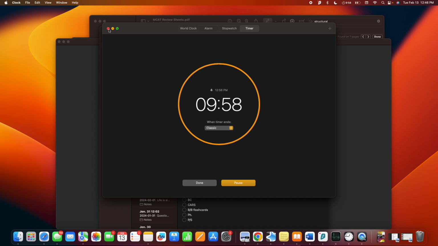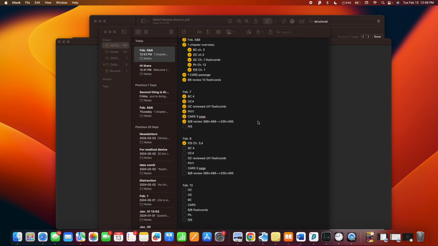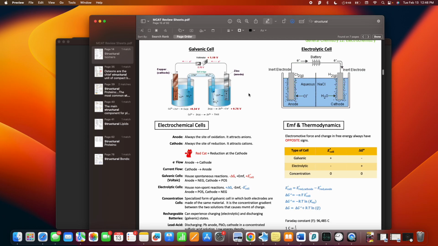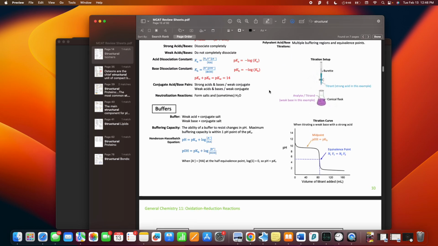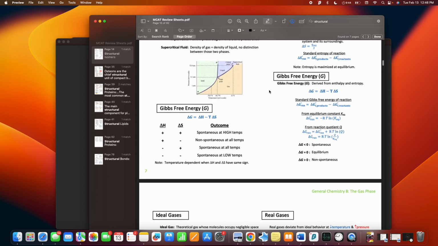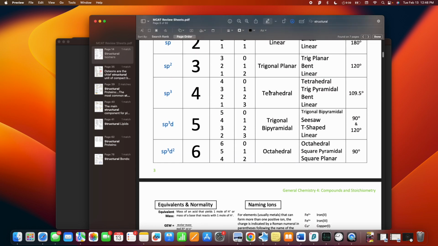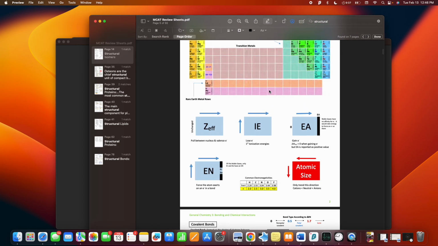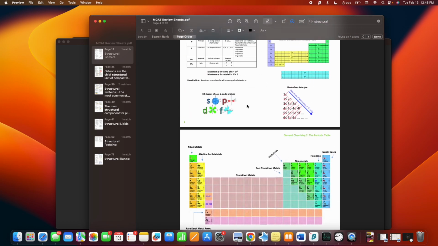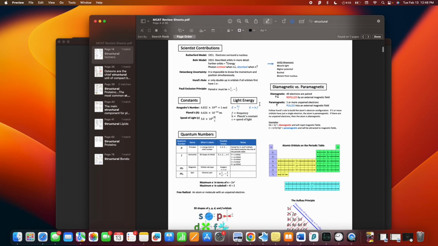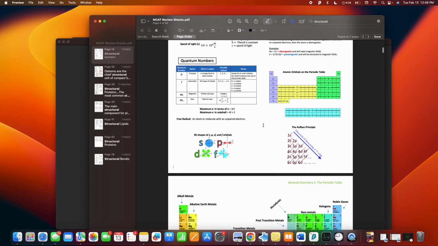Cool. Let's start it now. So we start with general chemistry. For general chemistry, I'd like to start from the beginning and tackle the first chapters quickly. Okay, I've gone over chapter 1 a lot, and I've even done the flashcards, so we can go to the second chapter.